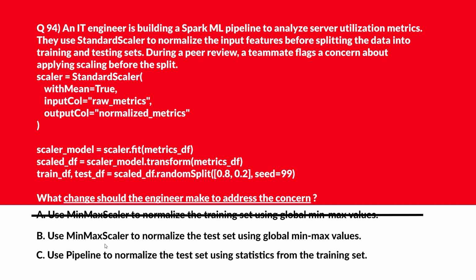B says use min-max scalar to normalize the test set using global min-max values. Scaling test data using global values risks contaminating evaluation. We'll delete this. We'll move to now option C. C says use pipeline to normalize the test set using statistics from the training set. So this ensures consistent scaling by applying training derived statistics to the test set. That being said, option C is the right answer.